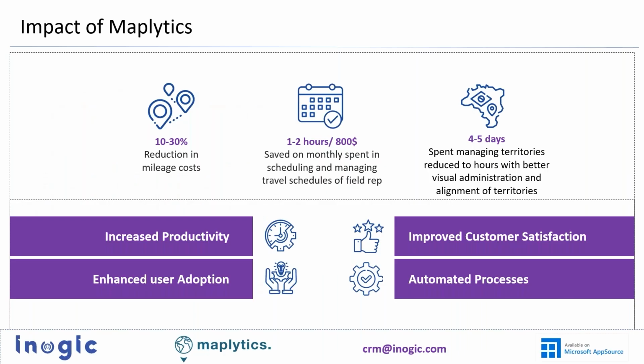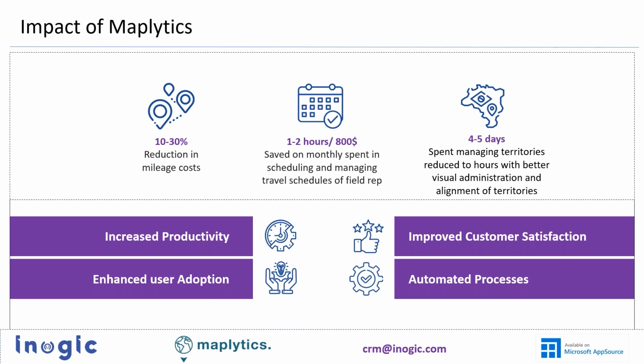Now, before we start with the overview of the features to be covered today, let's see a few examples of the impact of Maplytics on the business. With Maplytics in use, organizations are able to reduce mileage cost by 10 to 30%, and we all know how valuable it is to save fuel.